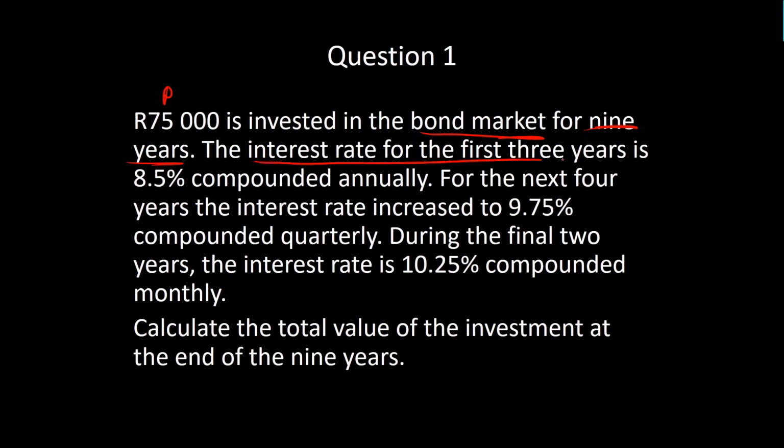They say the interest rate for the first 3 years is 8.5% compounded annually, so only for the first 3 years, which means something else is going to happen. For the next 4 years, the interest rate is increased to 9.75% compounded quarterly. And then, during the final 2 years, the interest rate is 10.25% compounded monthly. So we start off with an annual rate, we then change to compounded quarterly, and then in the last 2 years, it's compounded monthly. Obviously, your interest rate keeps increasing. They say calculate the total value of the investment at the end of 9 years.